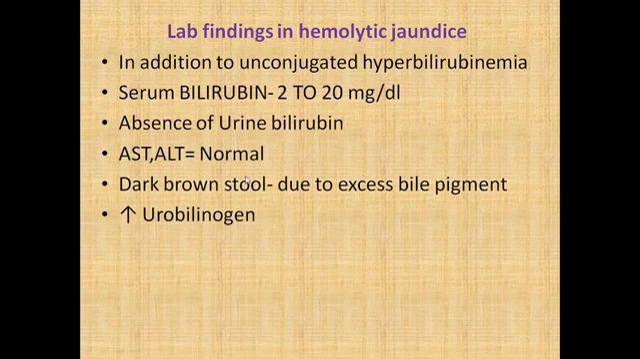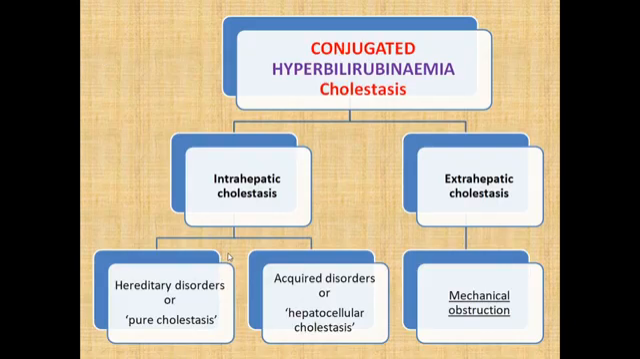You have to understand this because it is mostly unconjugated hyperbilirubinemia in hemolytic jaundice, but there is no defect in the liver. So the conjugation step is also occurring at a high peak. So it will lead to absence of urine bilirubin, but excessive bile pigment and urobilinogen will be there.